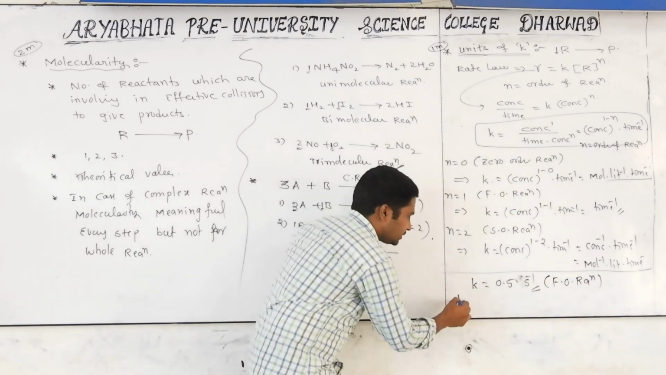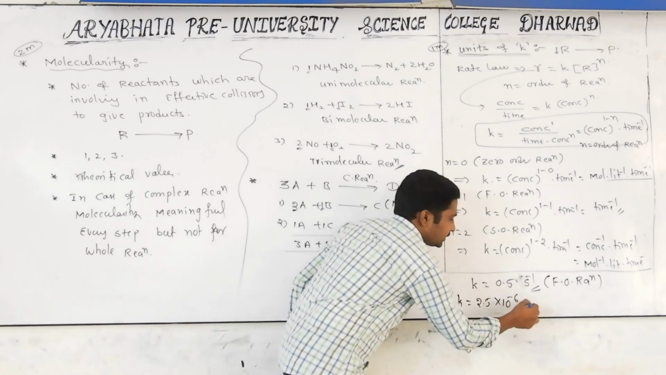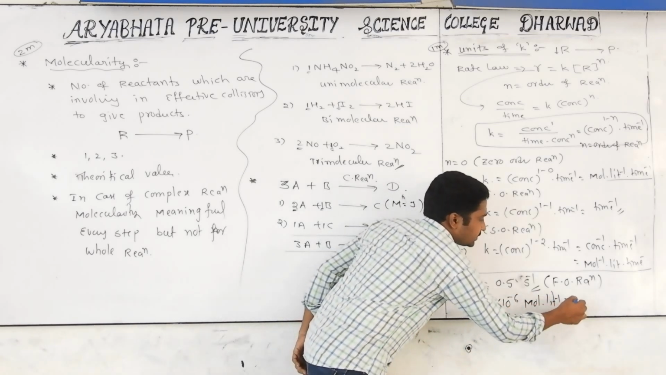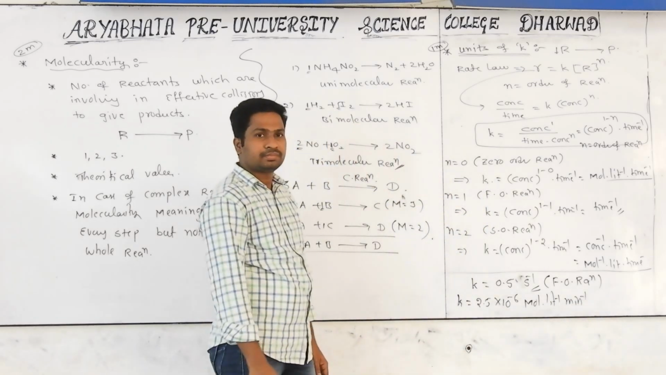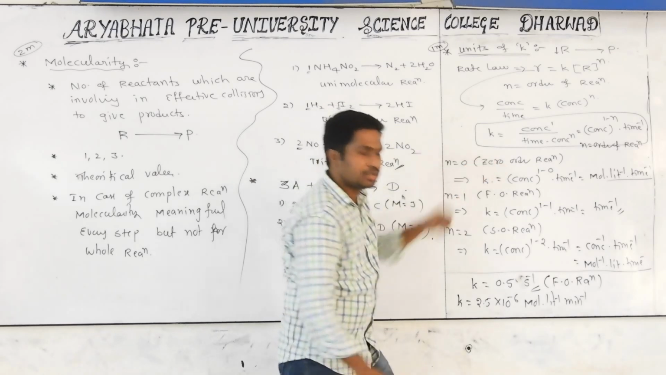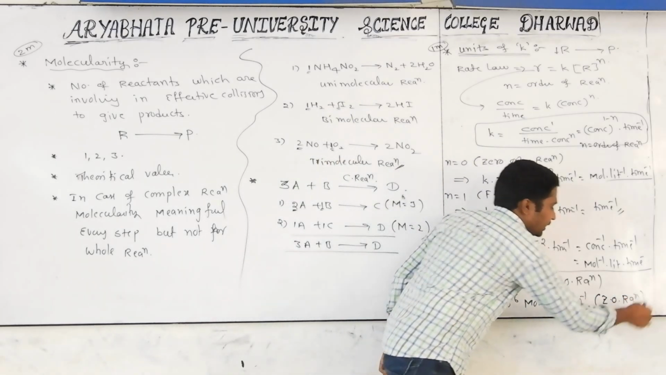Now, even if K equals 2.5 into 10 to the power of minus 6 mole liter inverse minutes inverse. Mole liter inverse minutes inverse is nothing but which order reaction? Zero order reaction.